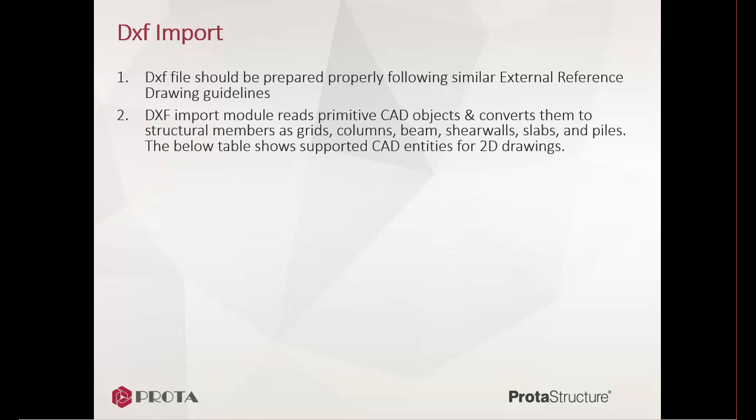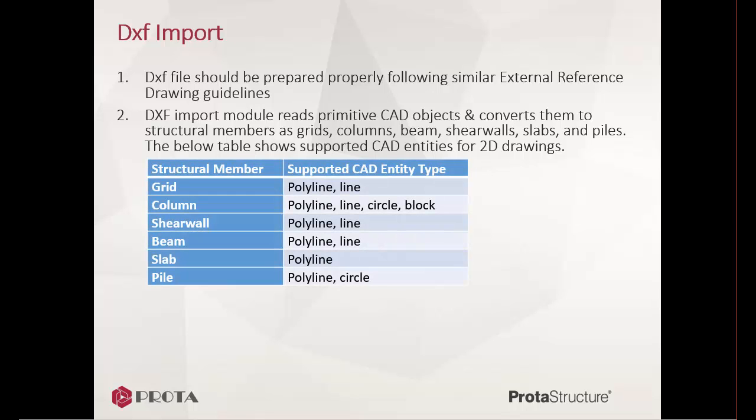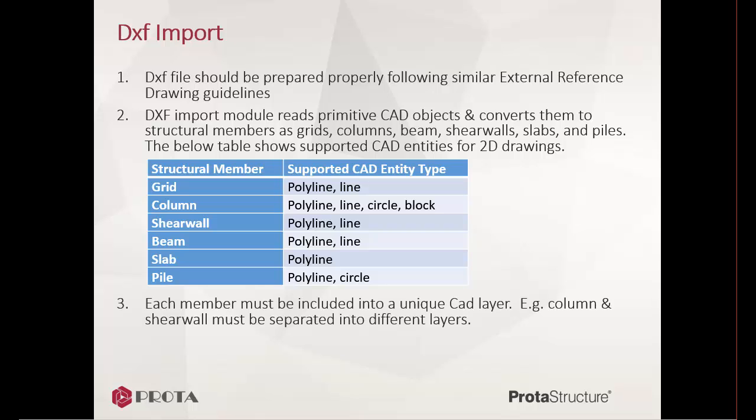The DXF import module reads primitive CAD objects and converts them to structural members such as grids, columns, beams, shear walls, slabs, and piles. The below table shows supported CAD entities for 2D drawings. As stated in the table, the supported CAD entities are polyline and combinations of line, circle or block. Each member must be included in a unique CAD layer. For example, column and shear wall must be separated into different layers. Remove all objects that are not part of the import, for example hatching and title blocks.